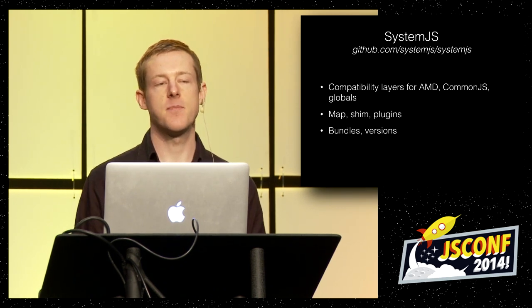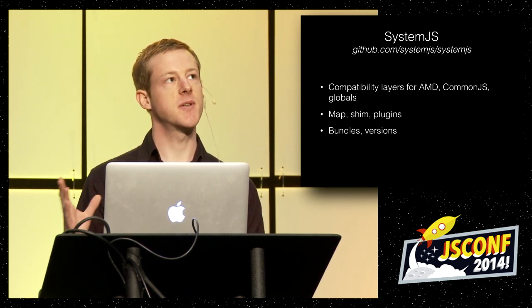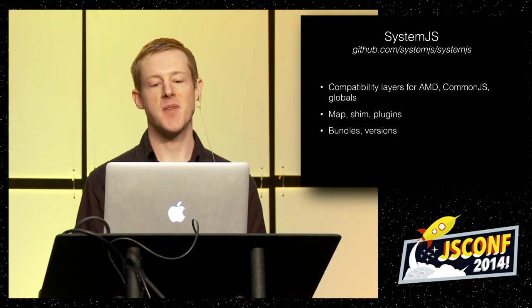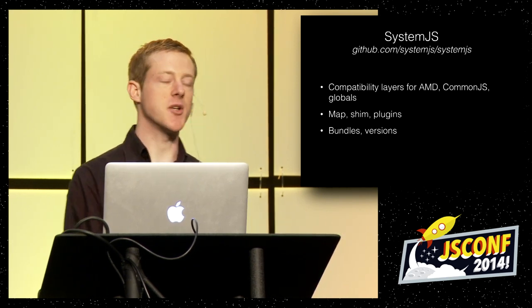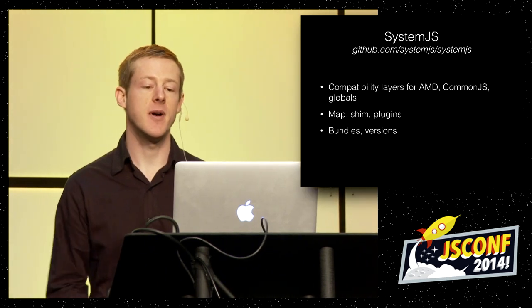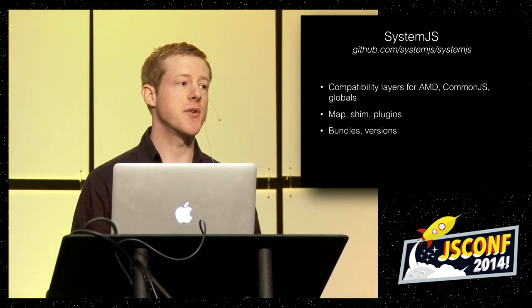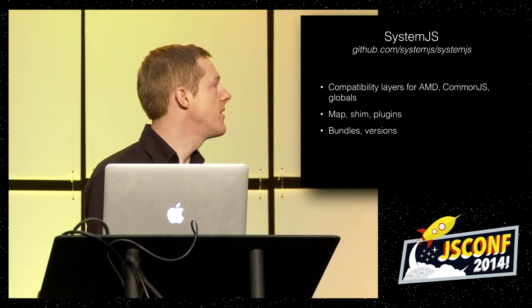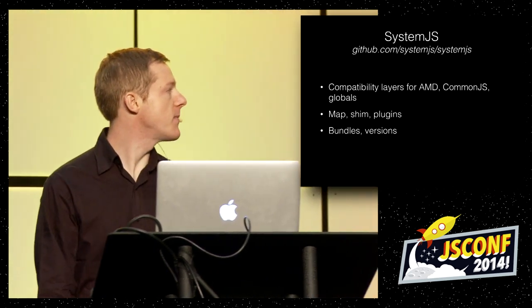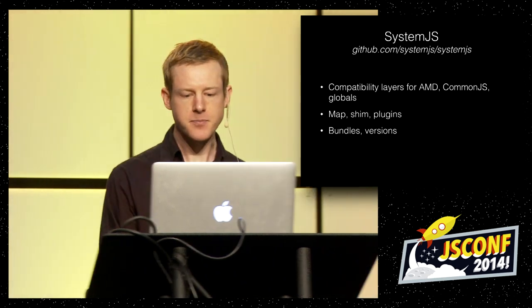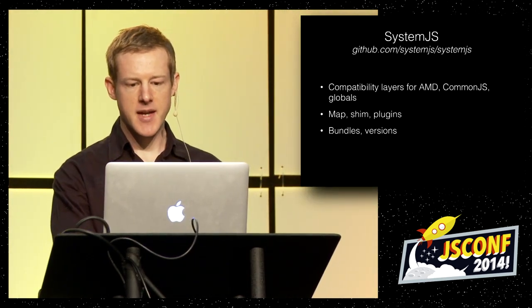As I say, it's very much what you would get if you took one of the existing AMD loaders and rebuilt it on top of these ES6 hooks. It's got map, it's got shim, it's got a plugin system for asset loading, and bundles, which was a new feature in Require.js. And then there's this other thing called versions, which I'll explain a bit more later. So yeah, this is System.js.